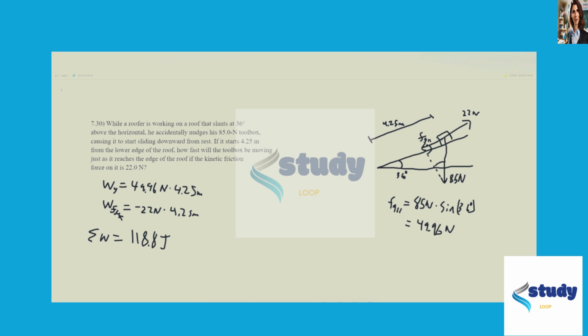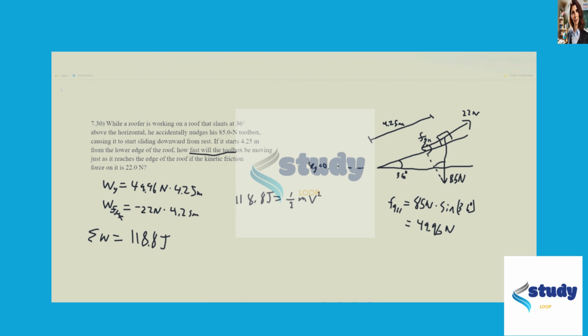Okay, and so now we know how much energy the toolbox gains as it approaches the edge of the roof. We're asked to find how fast it'll be moving. So we can just set up our conservation of energy formula. This is the only energy it's gained as it travels down the slope, so 118.8 joules is going to be equal to, when we set this equal to U_G zero, there's only going to be kinetic energy there. So we have 1/2 mass times velocity squared.